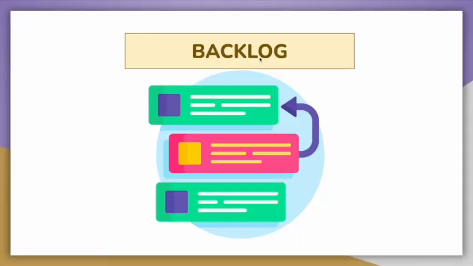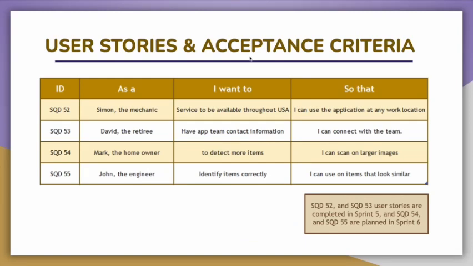So I'll be taking you through the backlog for this application that we have. The main user stories that we focused on this sprint are from Simon. Simon being a mechanic, he had a requirement that the application would be available throughout the locations in the US. He needed this because he would be traveling for his work-related activities throughout the US, and he would still like to use the application to find locations where he could drop the recyclables off.